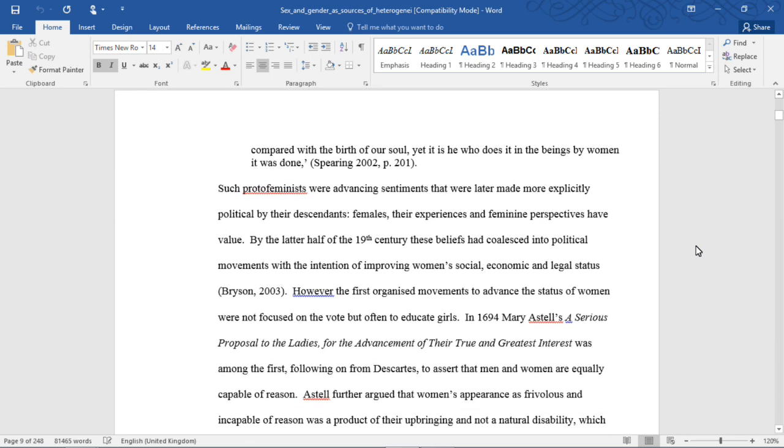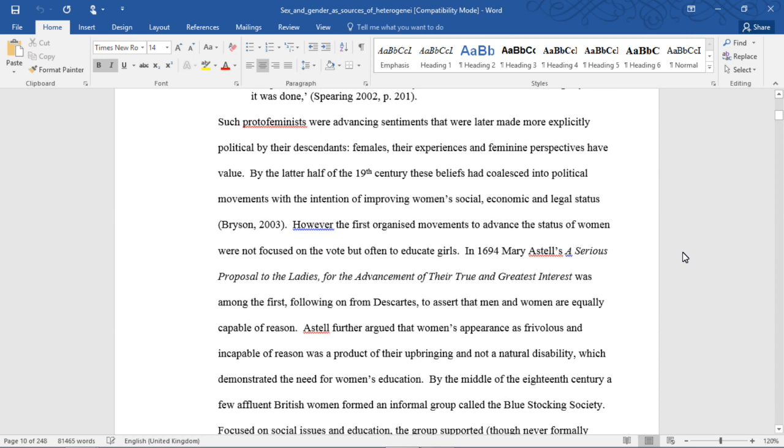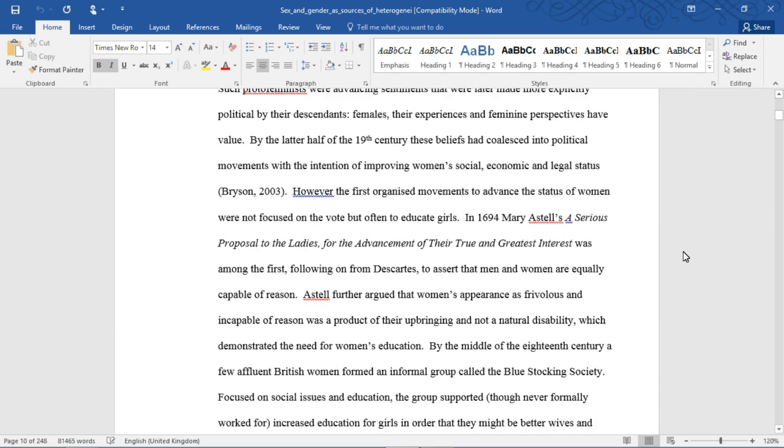Such proto-feminists were advancing sentiments that were later made more explicitly political by their descendants: females in their experience and feminine perspectives have value. By the latter half of the 19th century, these beliefs had coalesced into political movements with the intention of improving women's social, economic, and legal status.